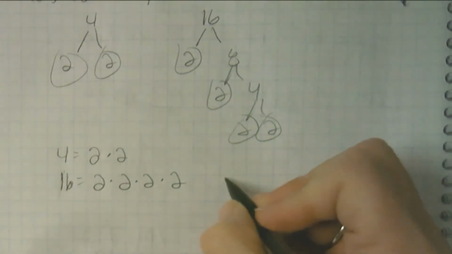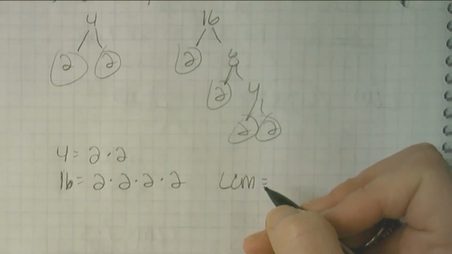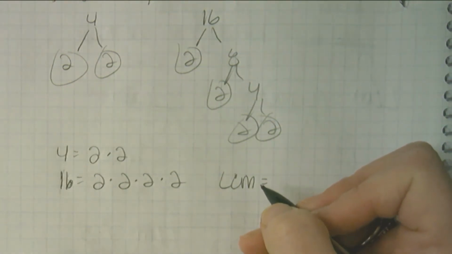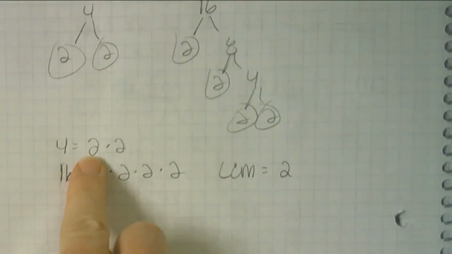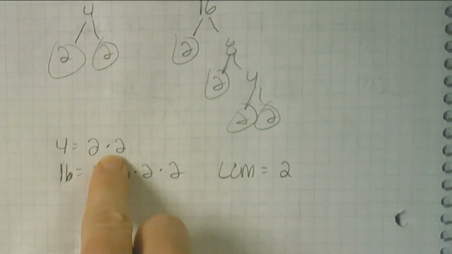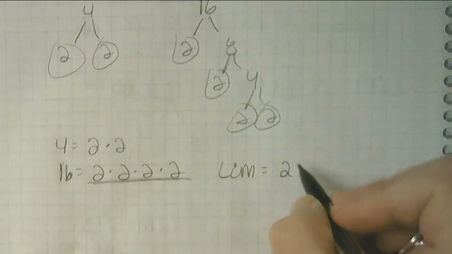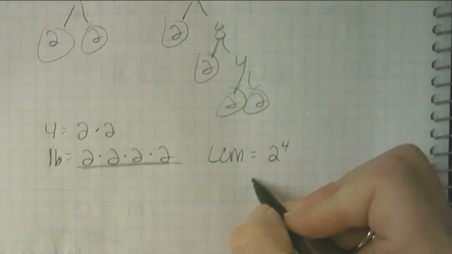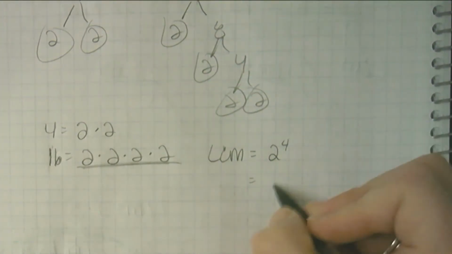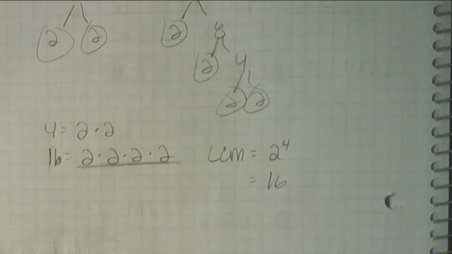So when we talk about our LCM, we use every prime factor that's in there and the most from any one list. Well, the only prime factors showing up are 2's. There are 2 2's in my 4. There are 4 2's in my 16. So I need to use those 4 2's. This is going to be 2 times 2 times 2 times 2, which is 16, which we already knew. So it's the most from any one of your lists for all of them.